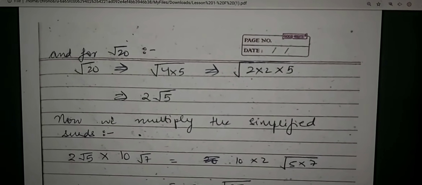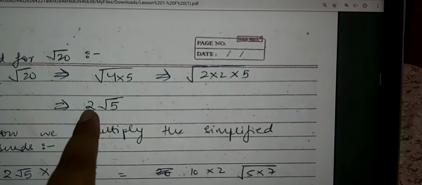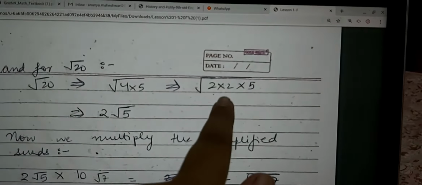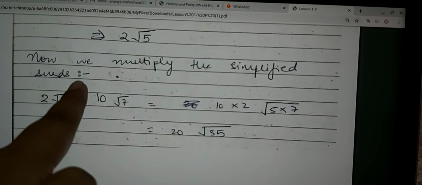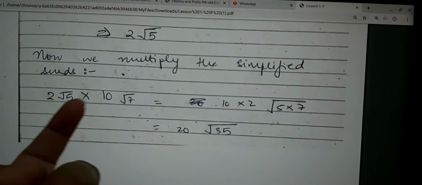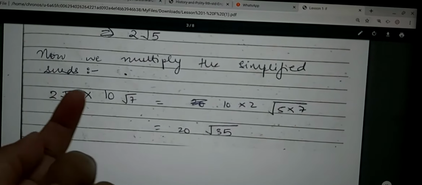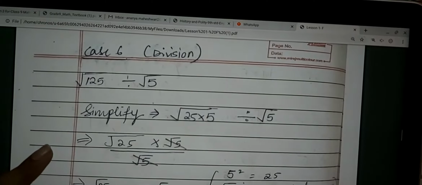And for root 20, I have 4 into 5, which again becomes 2 into 2 into 5, which is 2 root 5. Correct? I'm going to cut the 2 roots. I'm going to get 2 and root 5. Now we multiplied the simplified surds. Simple. जो बाहर है, I'm going to multiply 10 2s are 20 and 5 into 7, 5 7s are 35. Done. Simple.